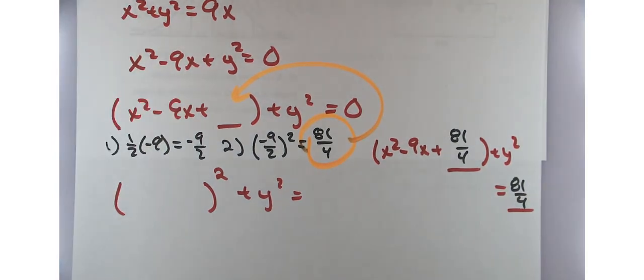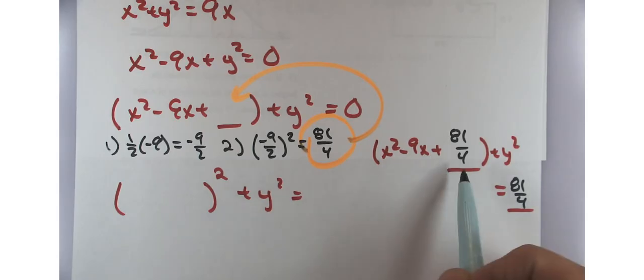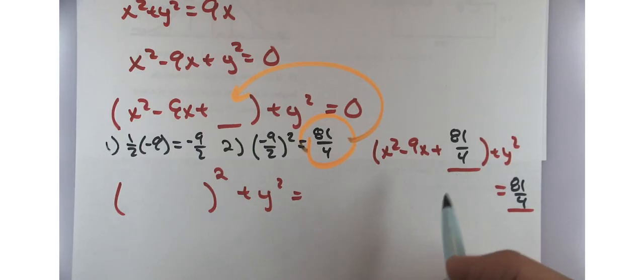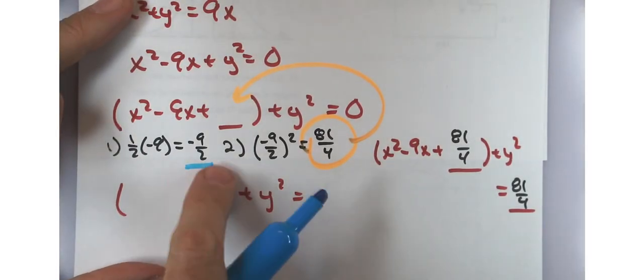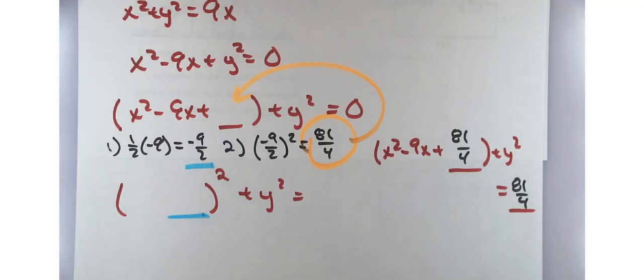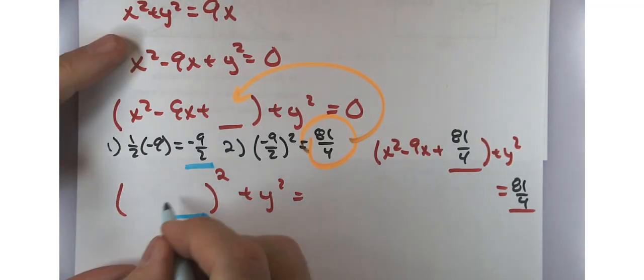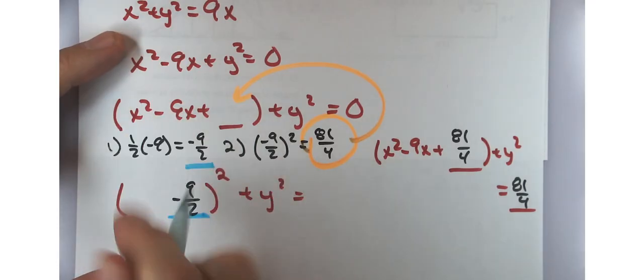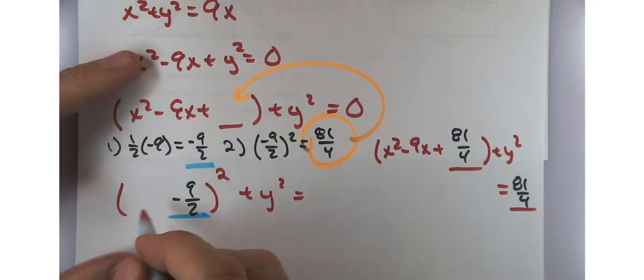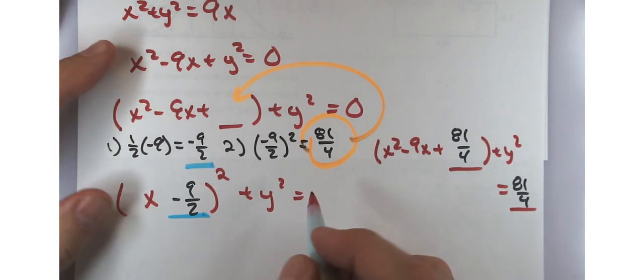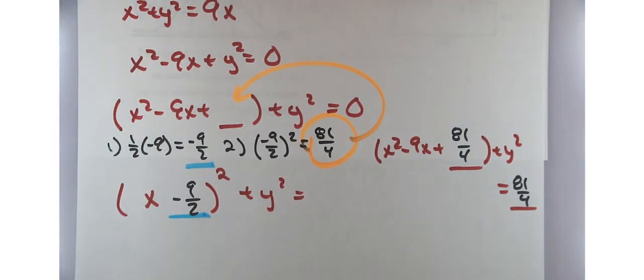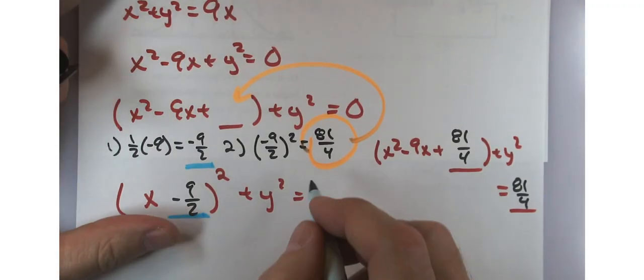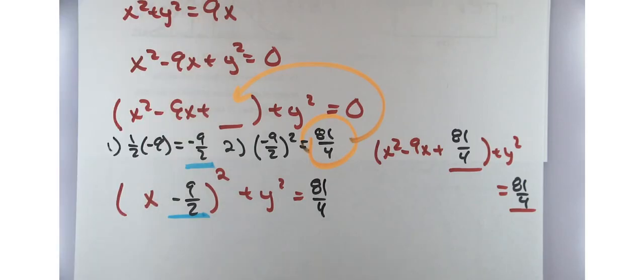The nice thing is that this is a perfect square. Might not look as nice and neat as you like, but it is a perfect square. And there's something nice about the way we did this. This number that I got here in the process of completing the square is going to be right here. I'll have a minus 9 over 2. And then, of course, I'll still have my x. So it's going to be x minus 9 over 2 squared plus y squared equals 81 over 4. Whew. So a little bit of extra work there for us at the end.